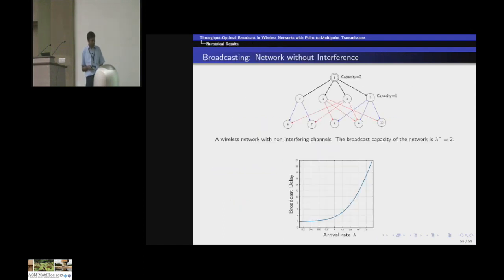Here I will be showing some numerical results. Just as a proof of concept, consider the following network without any interference constraint. Suppose there is no interference, so every node can transmit in the same slot. As you can see, for this particular example, the broadcast capacity is 2, and the asymptote lies at the rate 2, so it is fully capacity achieving.